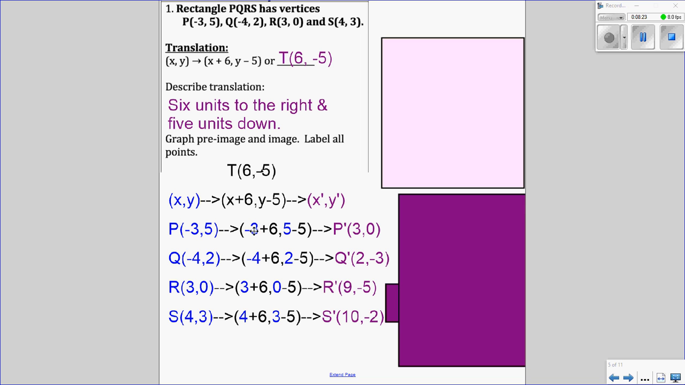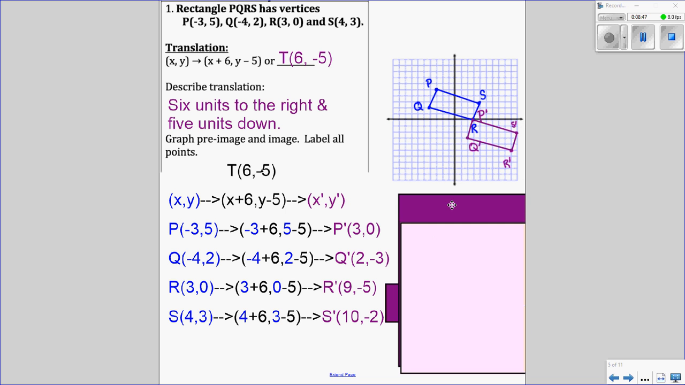So this tells me how many units this point is going to move, either left or right. And then this tells me how many units will move up or down. So once I simplify and I get my new points, then I have my image for P prime, Q prime, R prime, S prime. Once I got the points, then I plot the original, the pre-image, and then I plot the image.